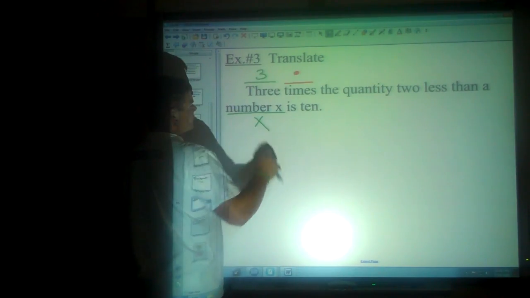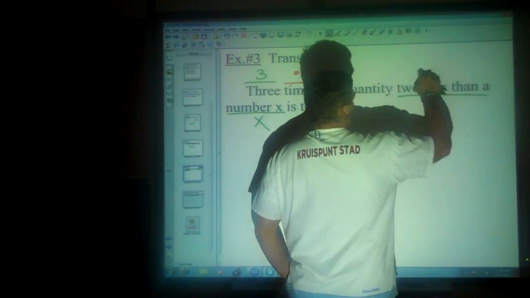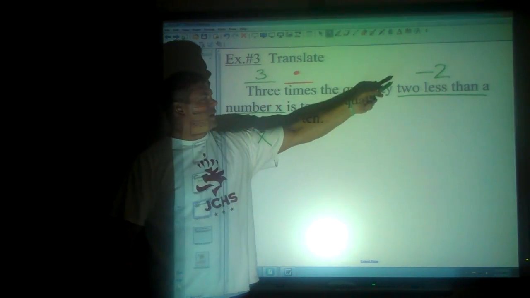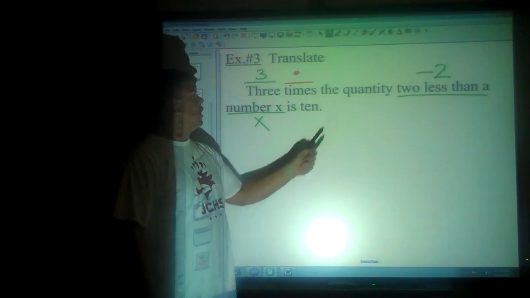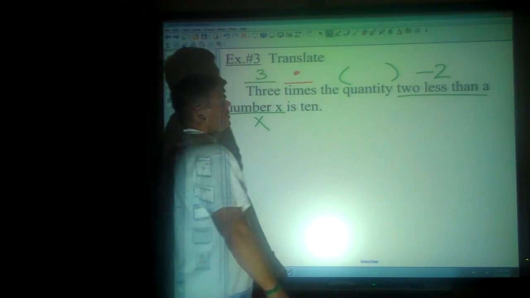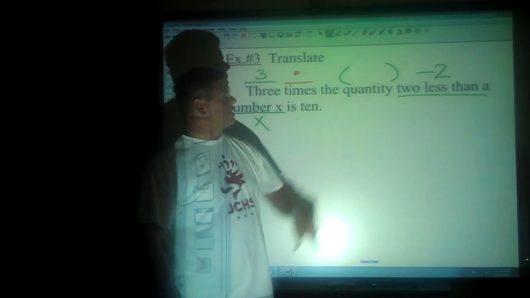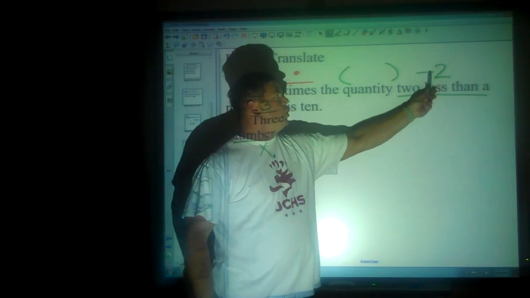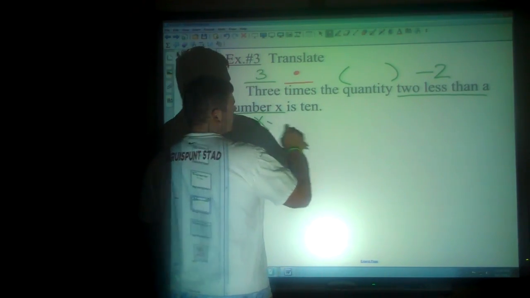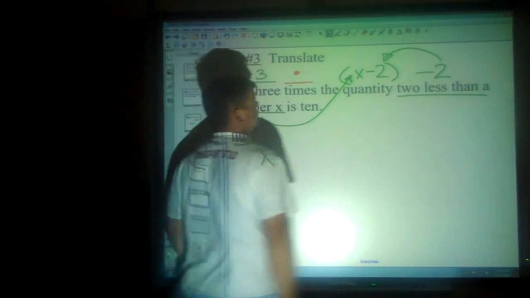So a number x means a variable. 2 less means minus 2. So we can't do 3 times this negative 2. This means 3 times the quantity of that, which quantity means parentheses. There's going to be something happening in those parentheses. And the something that's happening in those parentheses is this 2 is going to get taken away from that x. So that's where I would put the x here and the negative 2 or the minus 2 there.